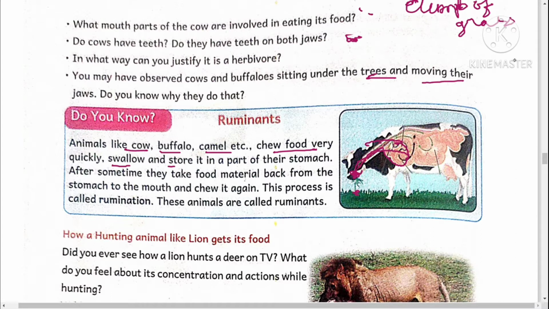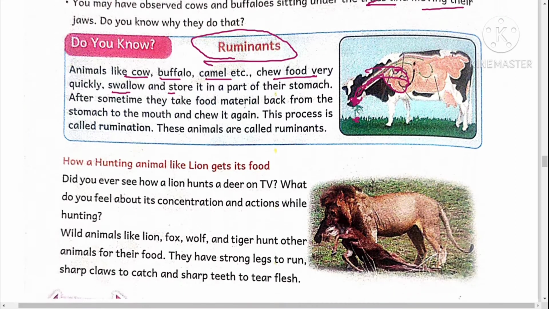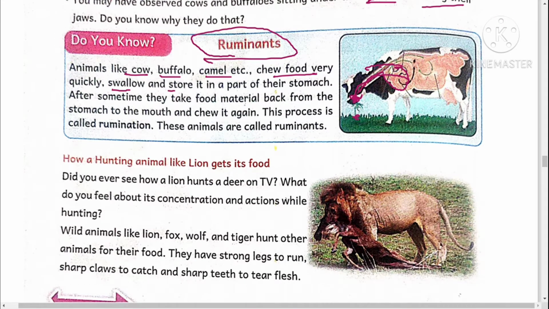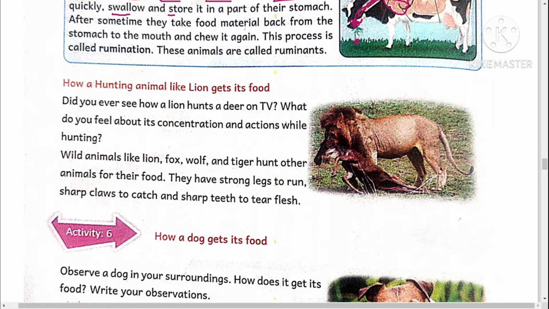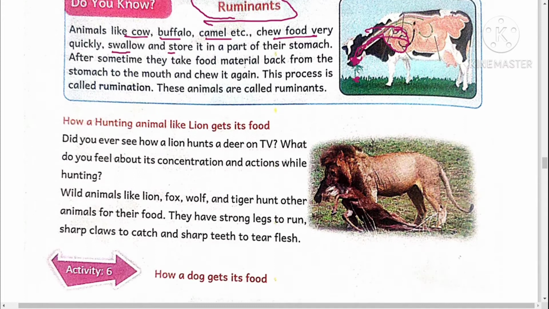So this process is called rumination. So what is this one? Rumination. So these animals are called ruminants. If we bring back our food from our stomach, what can we call it? It is vomiting. But for these animals it is called rumination.